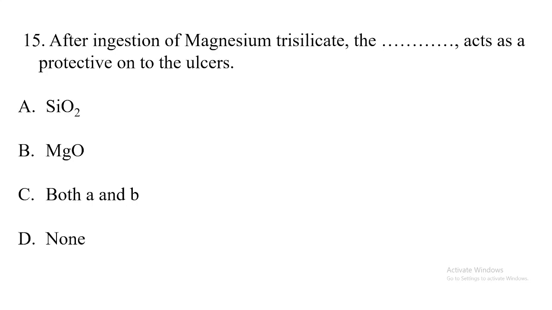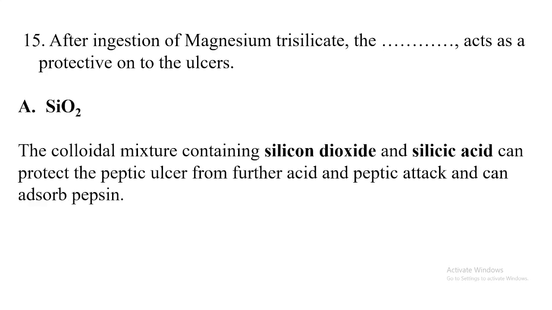Which of the following composition in magnesium trisilicate is responsible for protective effect onto the ulcers? The right answer is silicon dioxide. The colloidal mixture containing silicon dioxide and silicic acid can protect the peptic ulcer from further acid and peptic attack and can adsorb pepsin.